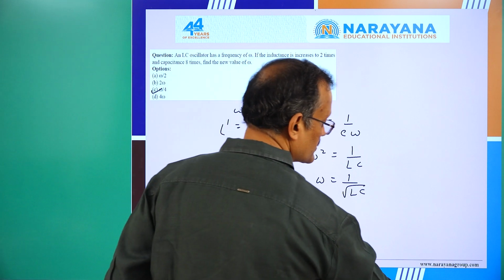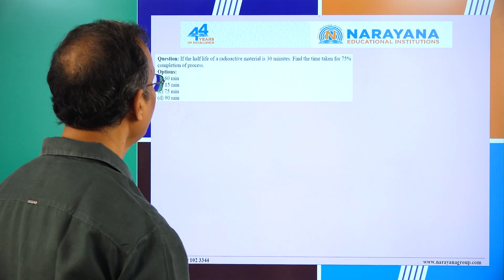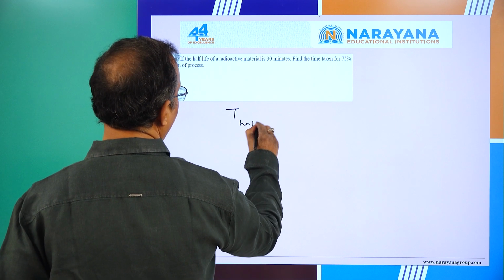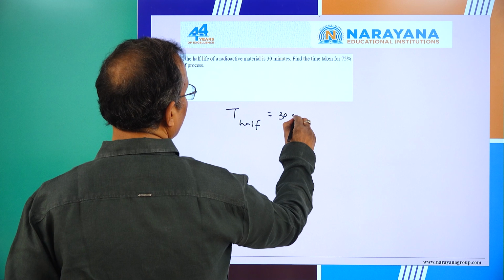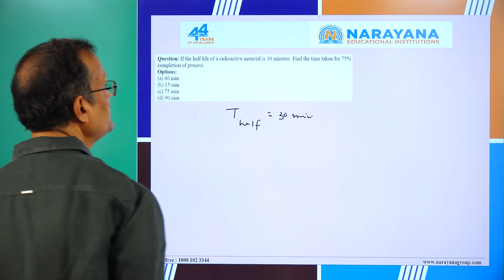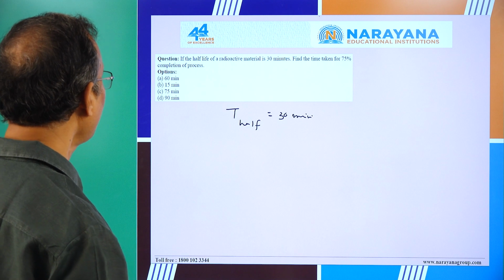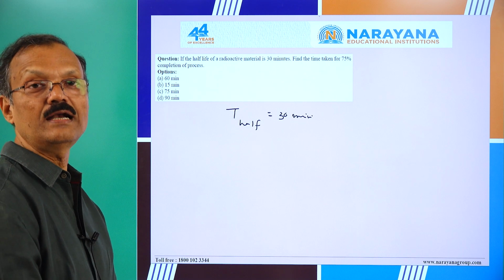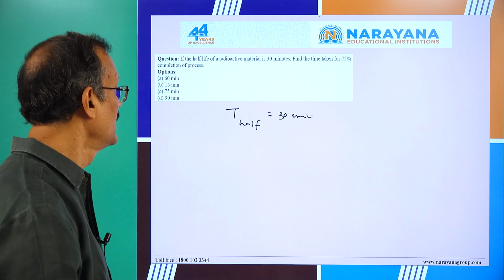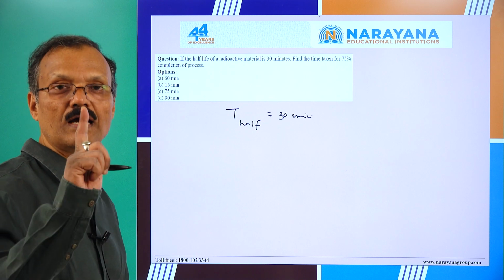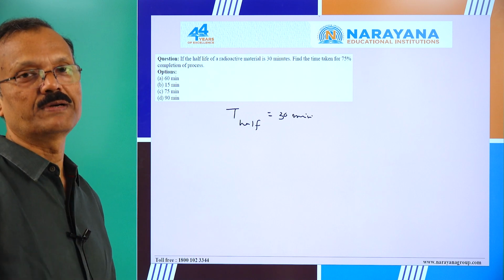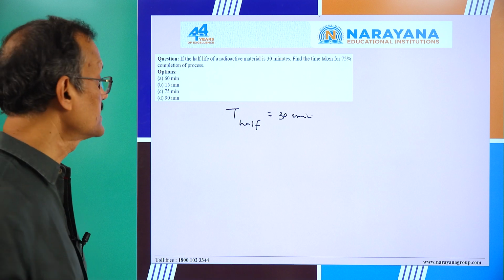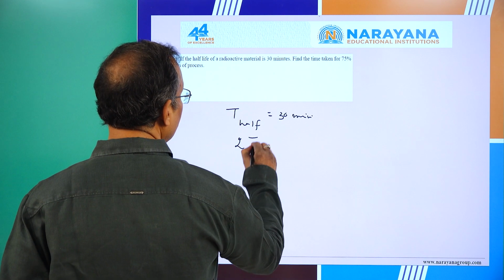Let us move to the next question. If the half-life of a radioactive material T half they have given you is 30 minutes, find the time taken for 75% completion of the process. 75% decayed. Undecayed how much? 25%. In T half, one half life, it will be 50%. In 2 T half, it will become 25%. The answer will be directly 2 T half.